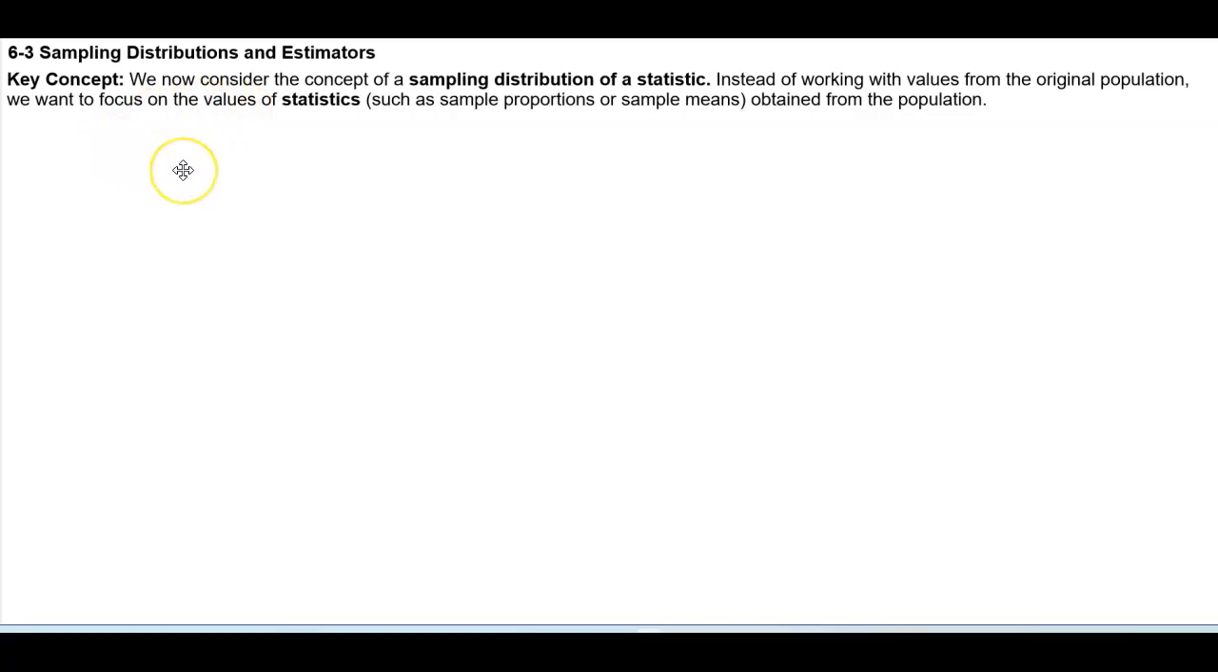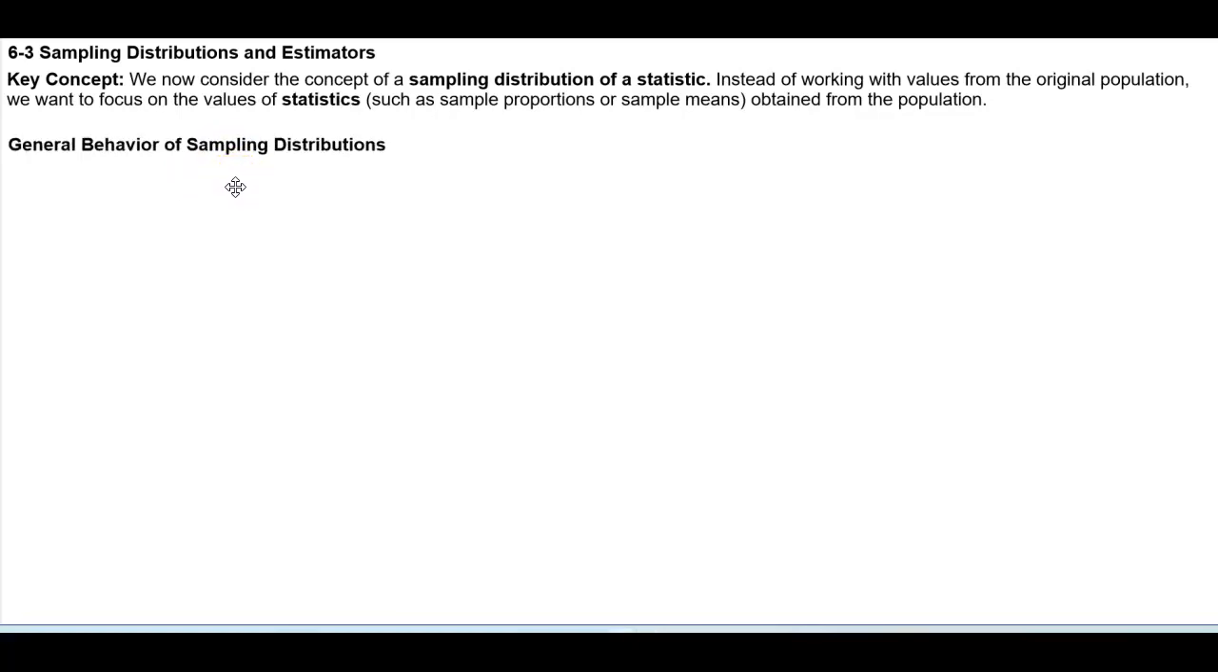Section 6.3 Sampling Distributions and Estimators. Key concept. We now consider the concept of a sampling distribution of a statistic. Instead of working with values from the original population, we want to focus on the values of statistics, such as sample proportions or sample means, obtained from the population.